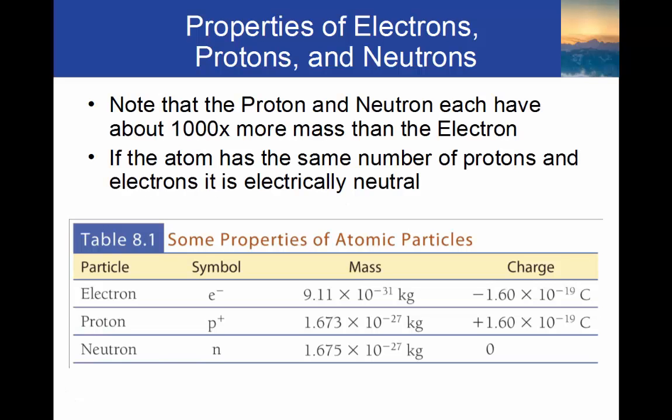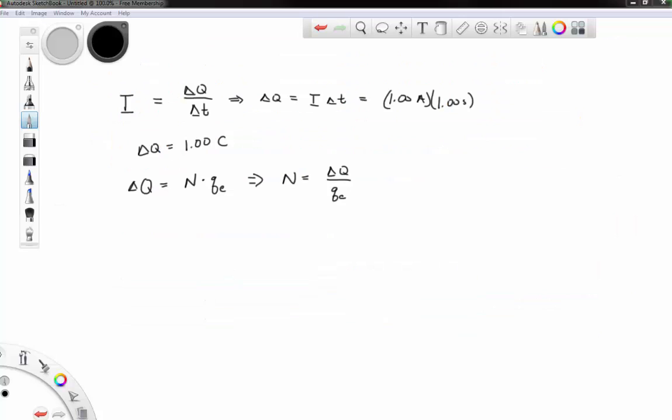Where do we get the charge of an electron? Well, we look it up in table 8.1. So an electron has a charge of 1.6 times 10 to the minus 19, and of course that's a negative charge. So this right here becomes 1.00 coulombs divided by 1.60 times 10 to the minus 19 coulombs per electron. And the signs don't really matter here, as I said before.